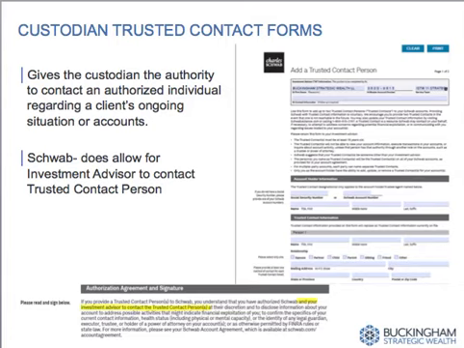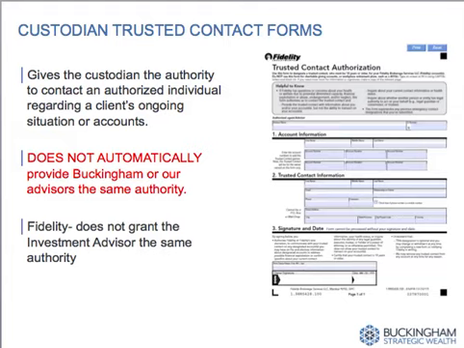So again, they're unique in that this one Schwab form could technically be utilized if we had it on file and say we didn't have our own Buckingham version of the trusted contact form available. But again, this gives Schwab, in this case, the ability to reach out to their clients when and if something does happen. When we look at our other custodian partners in Fidelity and TD, we do not have that ability.